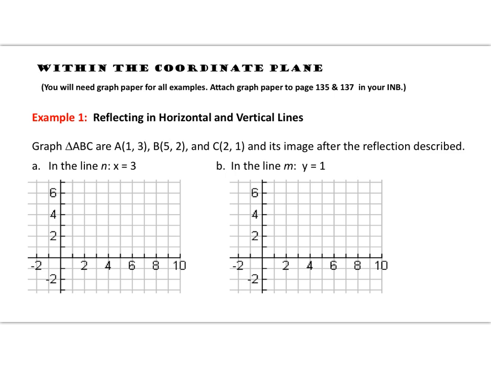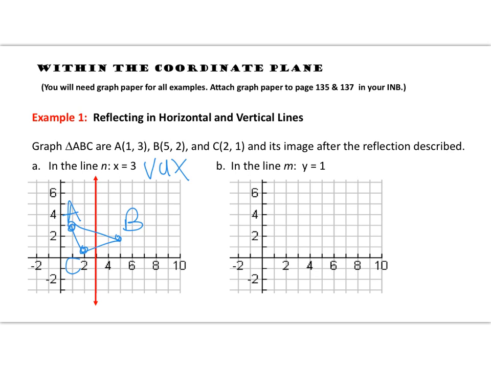All right, let's take a look at coordinate example 1, reflecting in horizontal and vertical lines. Graph triangle ABC at the following vertices and its image after the reflection described. First, we want to reflect in the line n located at x equals 3. Remember, this is a vertical line. So my line is located here vertically. VUX, remember from our previous unit, can help us with our vertical lines. They're the special lines, and they go vertical at x equals 3, so find 3 on the x-axis and then draw a vertical line. Now graph A, B, and C.